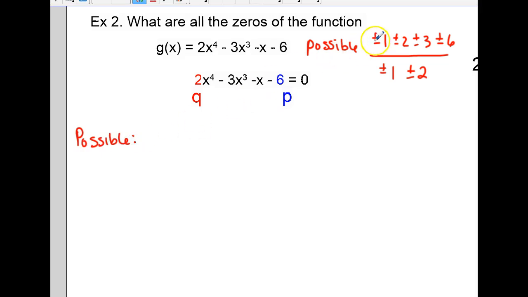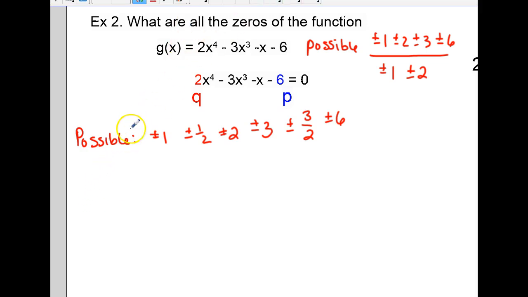My list of possibles, I'm going to take 1, and 1 can be written over 1, or it can be written over 2. Then I'm going to take the number 2. 2 can be written over 1, which gives me 2, or 2 can be written over 2, which simplifies to 1. Now I'm going to take 3. Well, 3 divided by 1 is always 3. 3 divided by 2, though, that's 3/2. I'm going to leave that there. Last but not least, 6 divided by 1, and 6 divided by 2 gives me 3. He's already there. So these are my possibilities.